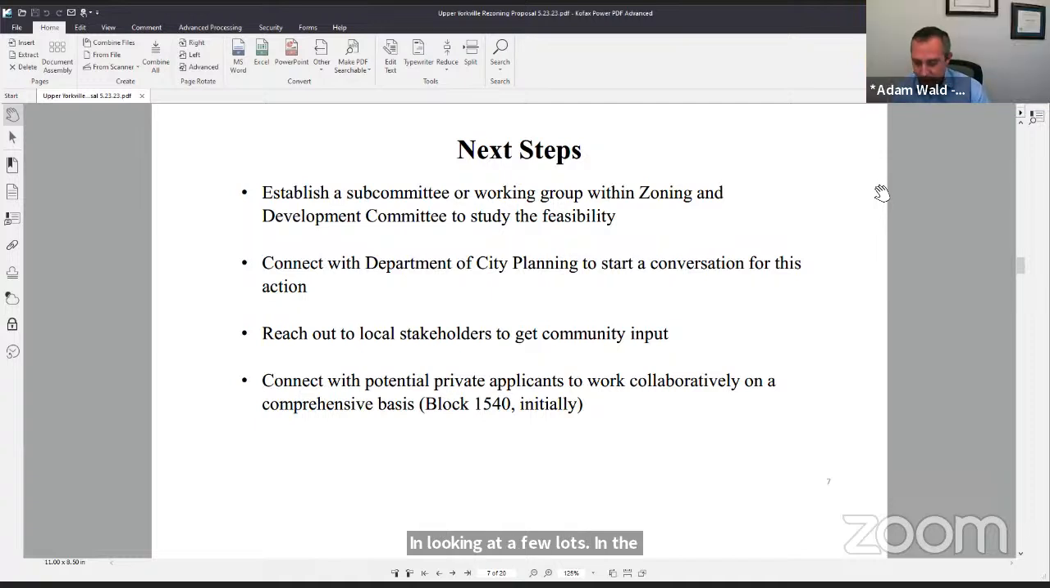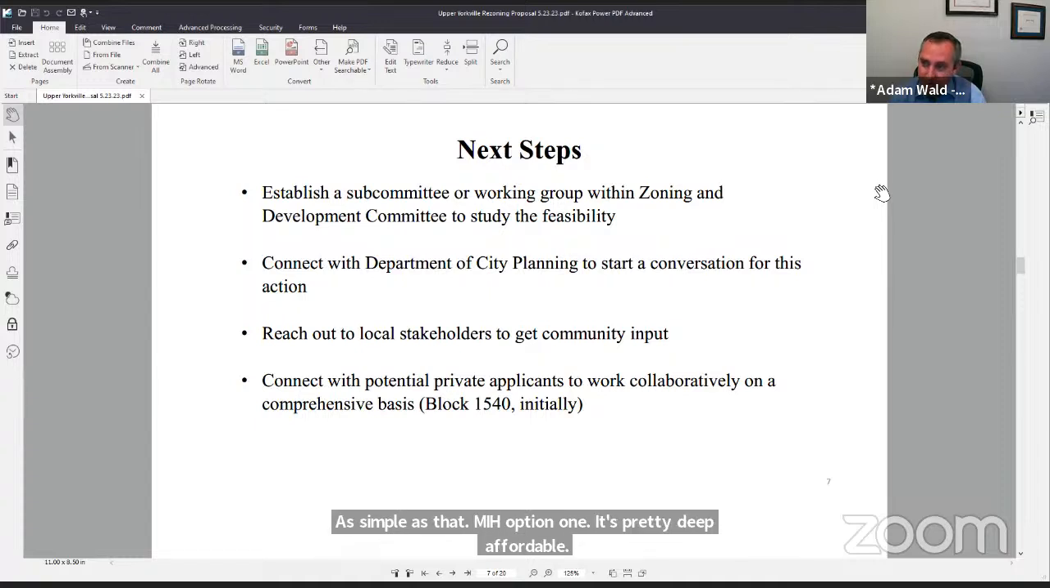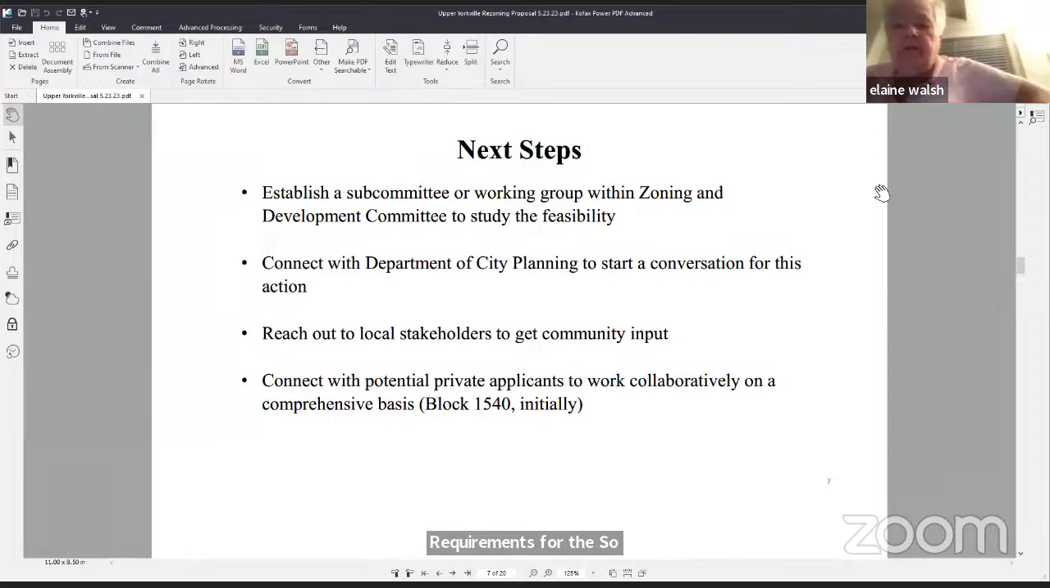If I can reiterate what I spoke about earlier in addressing Marco's concerns, MIH, it's as simple as that. MIH option one has pretty deep affordable requirements for the AMI bands. So our community is not zoned for MIH, even if you want to rezone. When people hear, oh, if I rezone, I could do MIH, they pull out. That's what happened on Park Avenue and 76th Street, for Joe. That was one of the reasons they pulled out. It had nothing to do with the fact that they couldn't get a developer who wanted to put some affordable housing units within that building on Park Avenue.